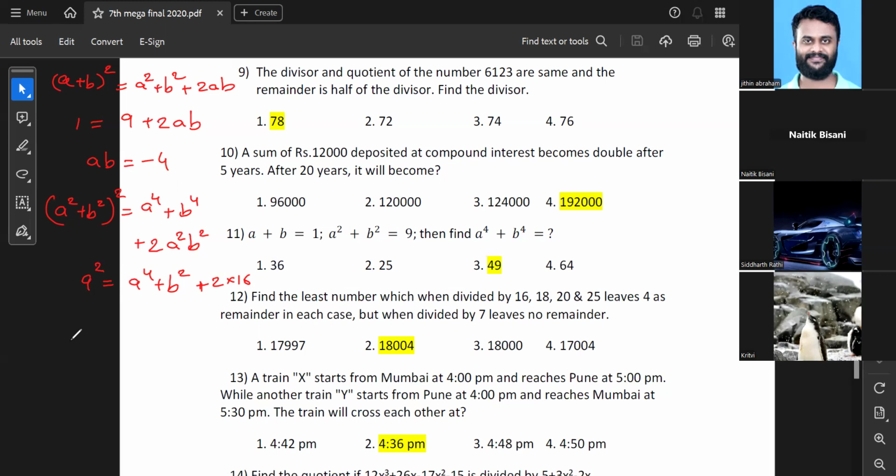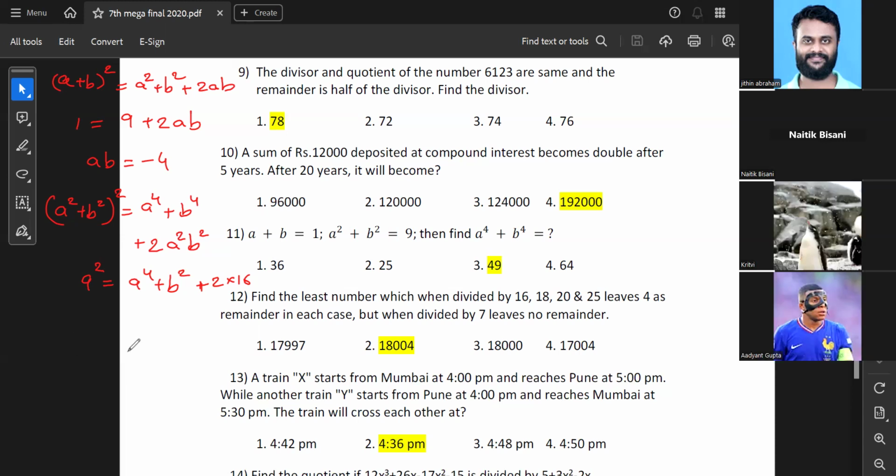Sir, how did you get 2 into 16? Sorry, one question at a time. How did I get 16? That I understood. 4 square is 16. Sir, in the last line, a square squared is a power 4 plus b square, why have you written b square? My mistake.